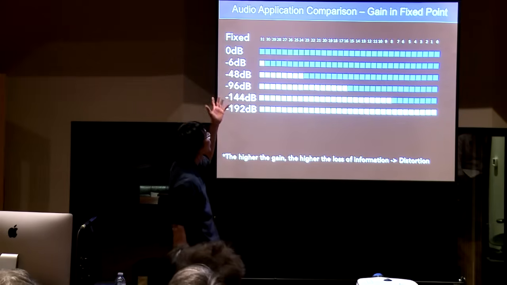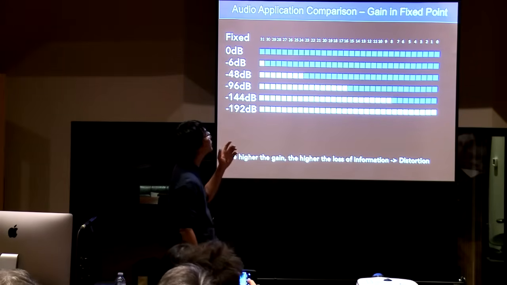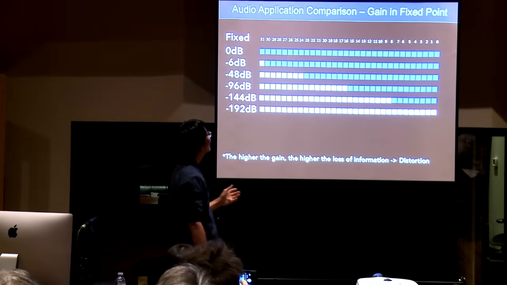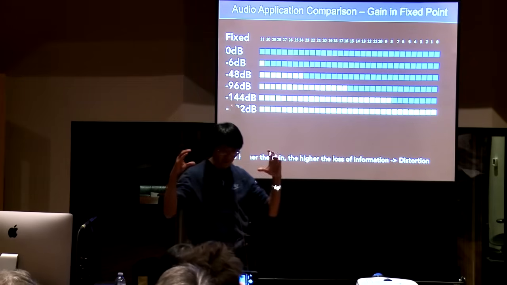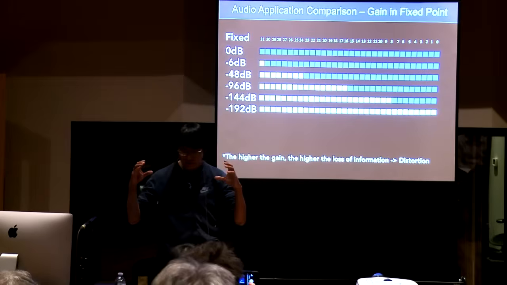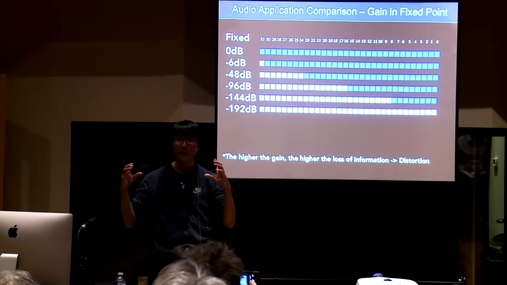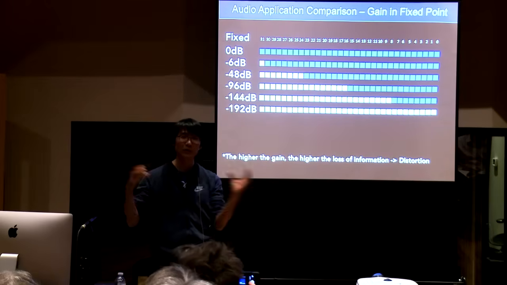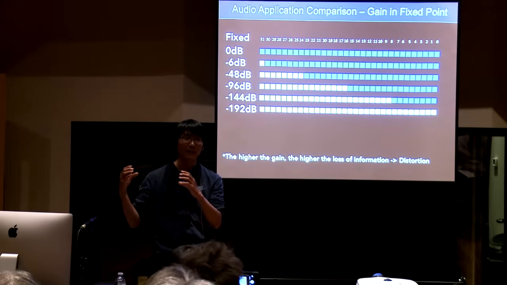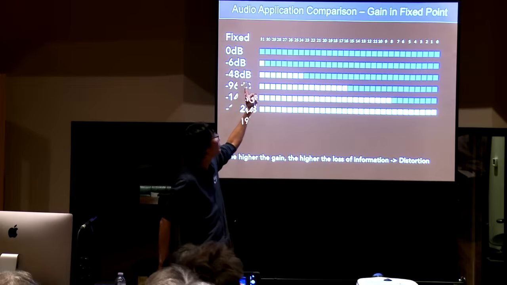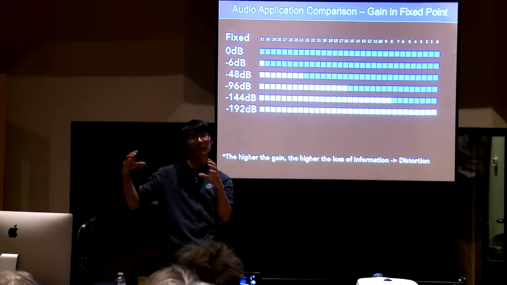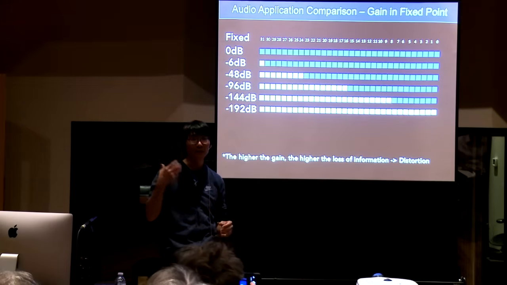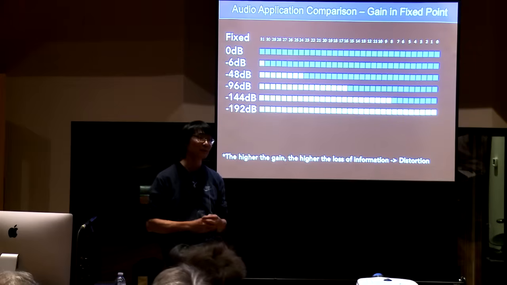So, audio application. How do you do gain in fixed point? Everybody knows with fixed point, it's very easy to do 6 dB gain. Actually 6.02 to be exact, but everybody says 6 dB, you shift a bit. That means if you've got a number in binary terms, you just shift it by 1 bit, then the volume will be 6 dB lower.